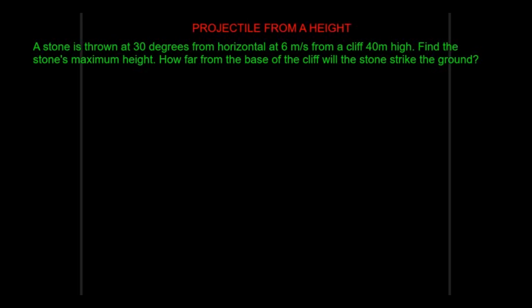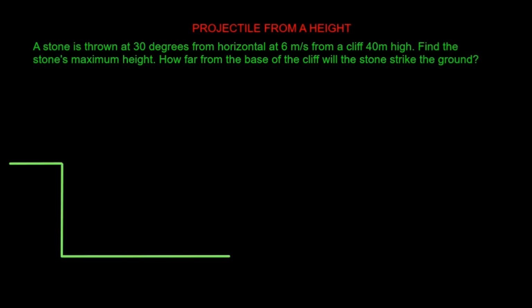We have a situation where the projectile is being thrown from a height. We know the initial velocity, 6 meters per second. We know the angle from horizontal, it's 30 degrees. And it's thrown from a cliff with 40-meter height. We are trying to find the maximum height and the distance that it strikes the ground from the base of the cliff. We'll draw a sketch first.